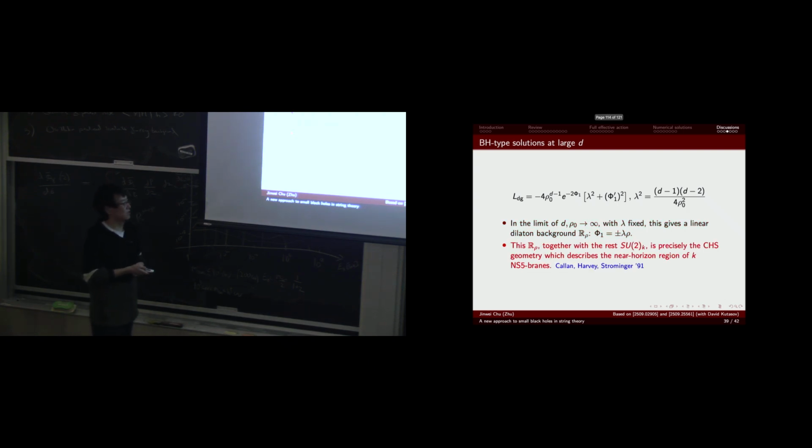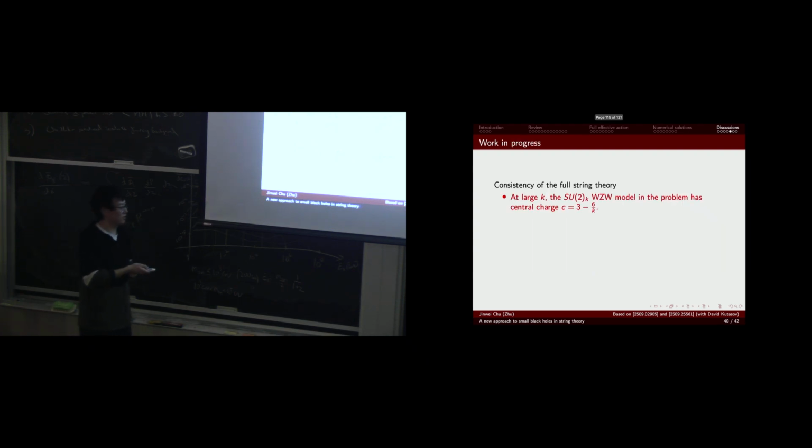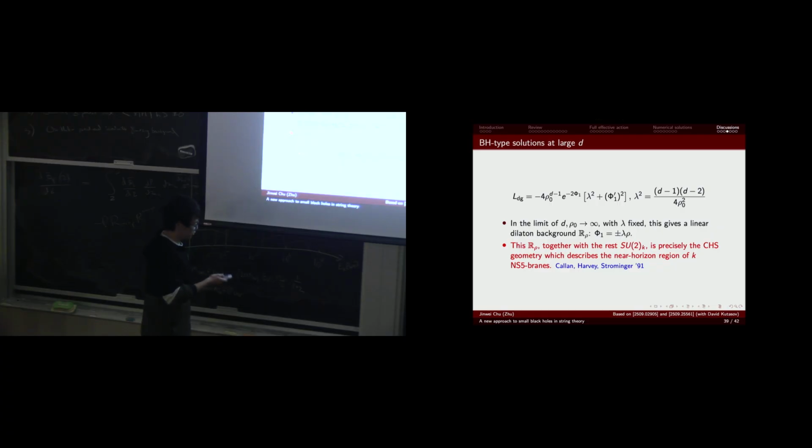And this linear dilaton background, together with the other parts, namely the SU(2), can together give rise to something called CHS geometry, which was found by Callan, Harvey, and Strominger. This geometry can describe a near-horizon region of NS5-branes. So this is indeed some analog of the black hole solutions that exists at large D. So it means that in our large K problem, we have this kind of black hole solution on the other side of the dashed line that supports our natural picture. So this is basically the thing I want to share with you today.